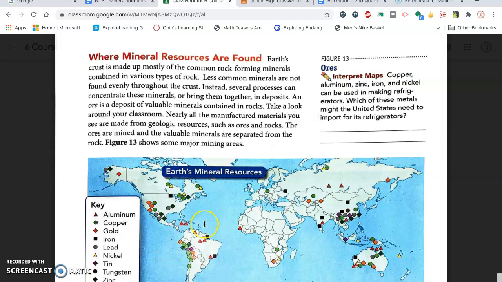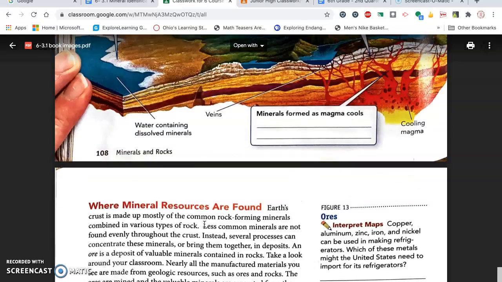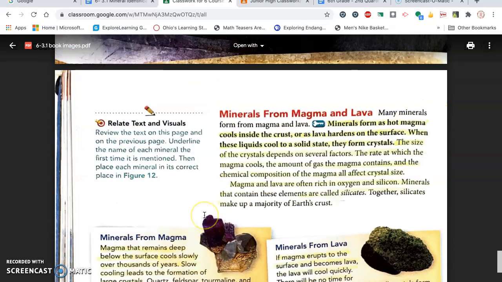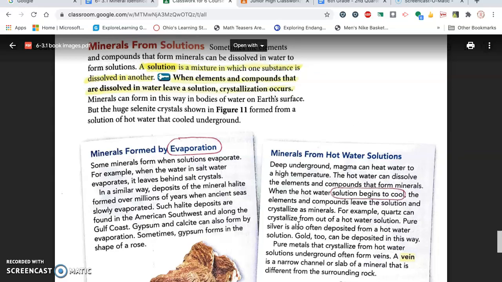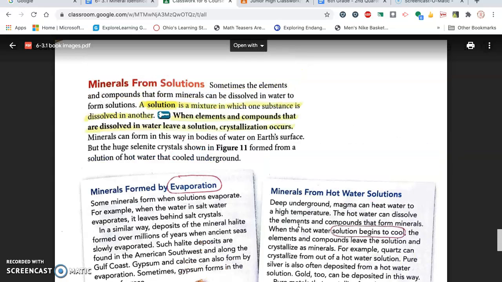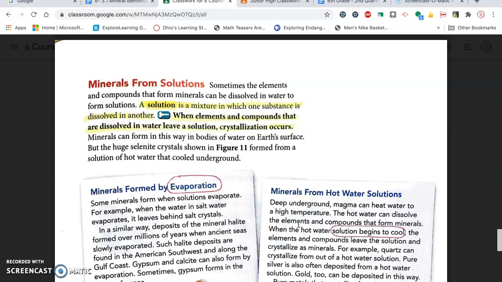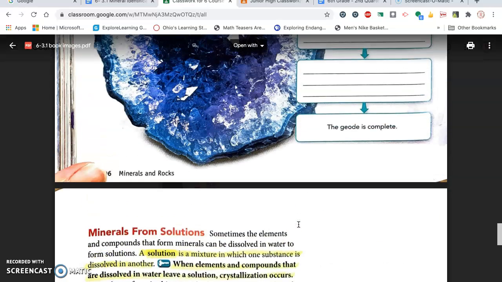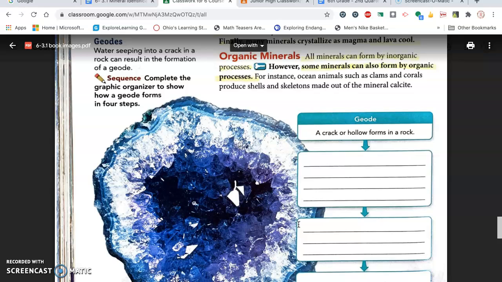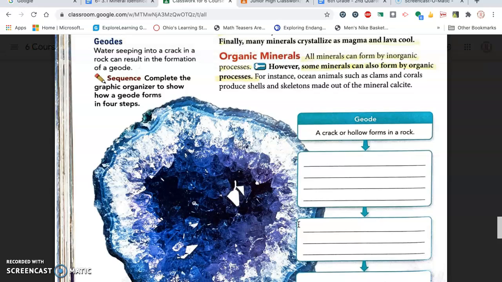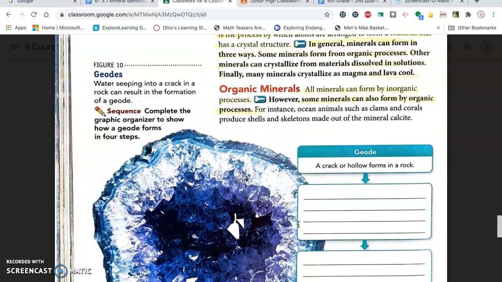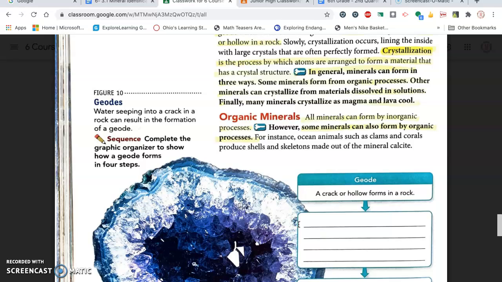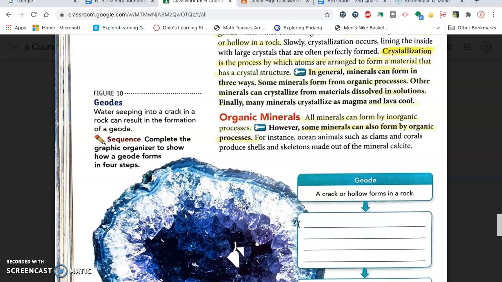So that wraps up the chapter. In terms of the material covered today, just understand that there are different ways that minerals grow. Obviously, from magma and lava cooling, from minerals that at one point were dissolved in a solution but then come out of that solution, either as a result of evaporation or because the liquid gets cooled. And that if a mineral can be formed inorganically, then it can also be formed organically. It just needs to have one way that it is made inorganically in order for it to still be considered a mineral. All right, so that's the end of that.